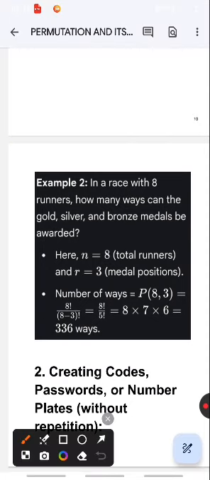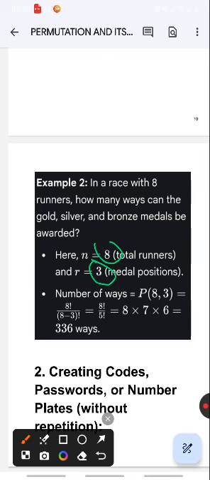So here in the race, 8 runners. In a race with 8 runners, how many ways can gold, silver, and bronze medals be awarded? Now, you realize that here you are taking a total of 8 runners, and then you are going to share between them this. So how can they share between 8 people?